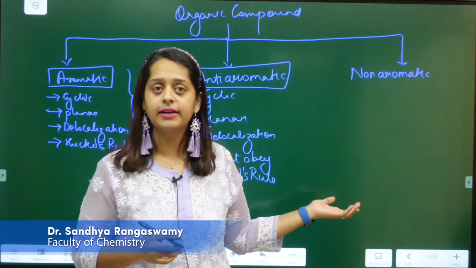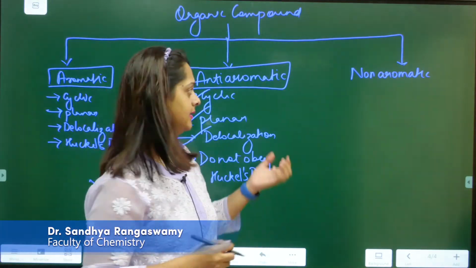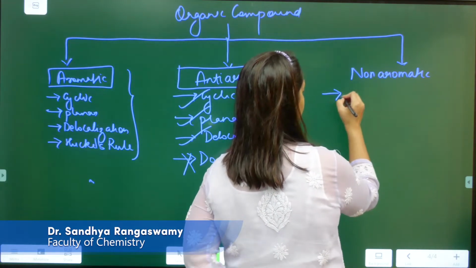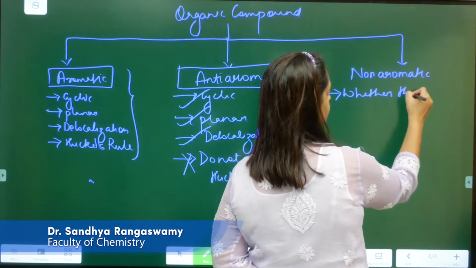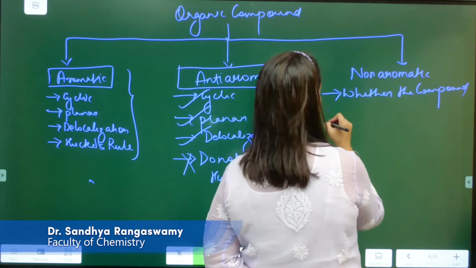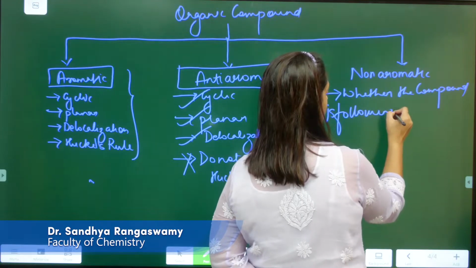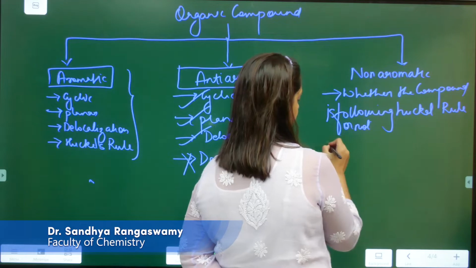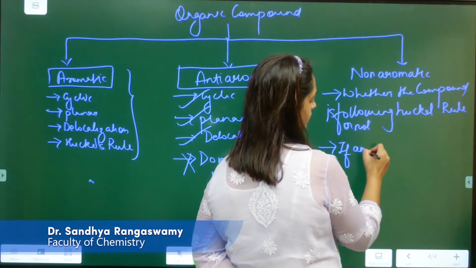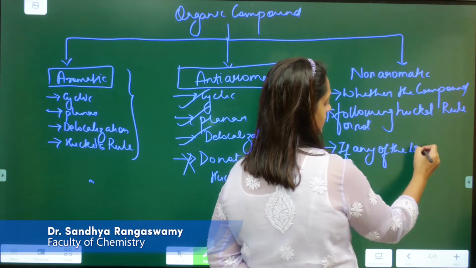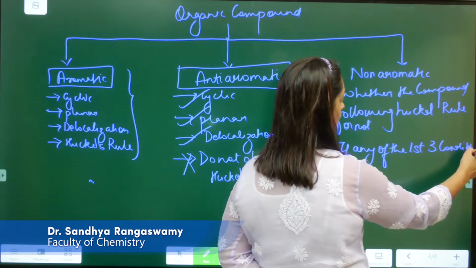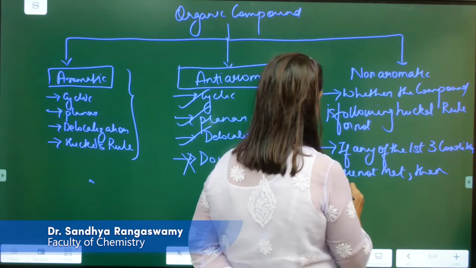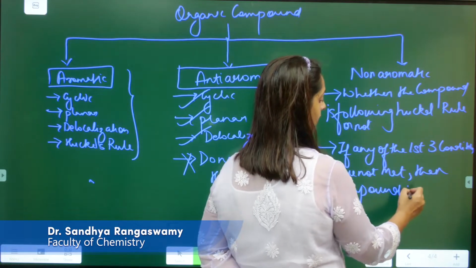Perfect. Now what would be the non-aromatic compound? I've got aromaticity, I've got anti-aromaticity. Then what is non-aromaticity? It makes me wonder. When I see what will be non-aromatic, it really doesn't matter whether the compound is following Huckel's rule or not. What is the if condition over here? If any of the first three conditions are not met, then the compound is non-aromatic.